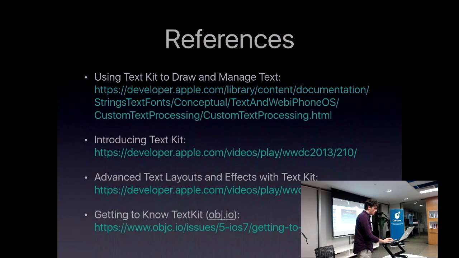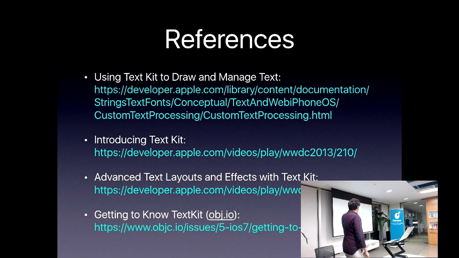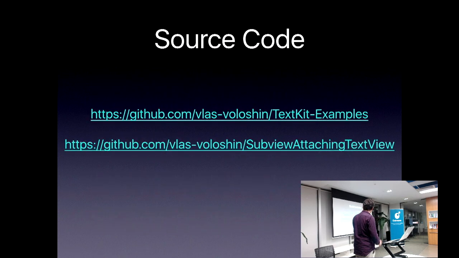If you want references, there is documentation. There are two WWDC videos from 2013, which are really good. There is a tutorial on objc.io from iOS 7 times. And you can find these slides on my GitHub. And there's the library I was referring to previously that allows you to put views as attachments in your text views, which is kind of weird, but it works.